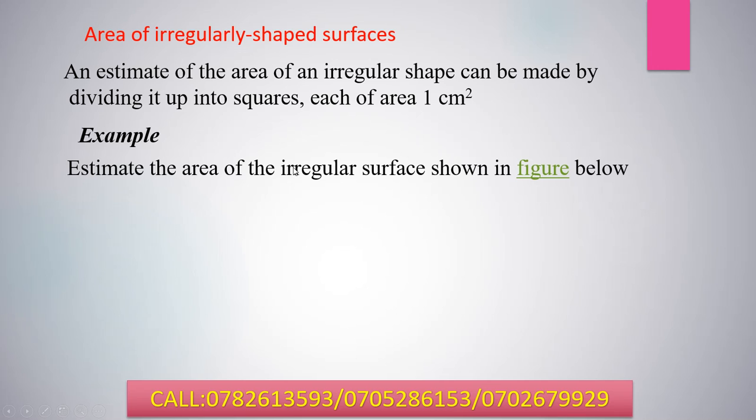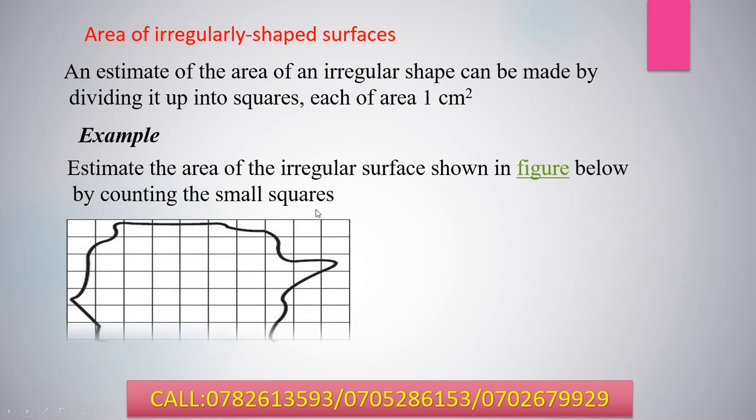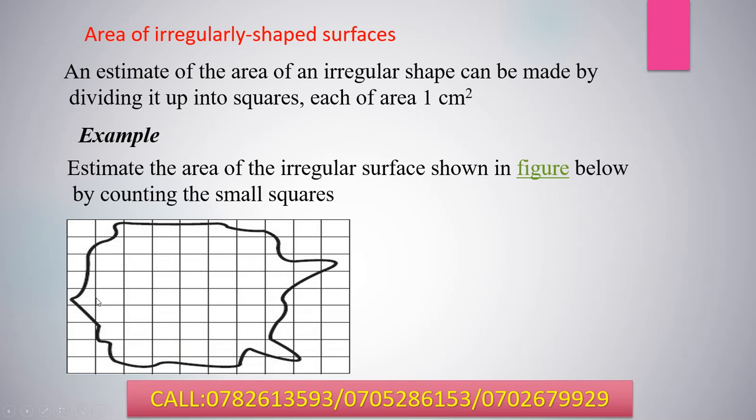Estimate the area of the irregular surface shown below. Now if we have this irregular surface here, we get a graph paper which has squares, and each square is 1 centimeter squared. Then we are going to count the full squares.